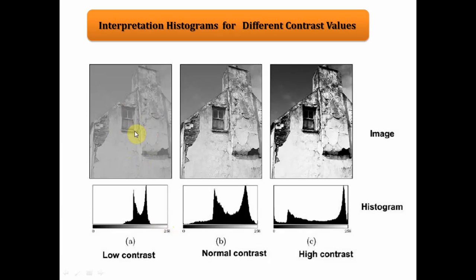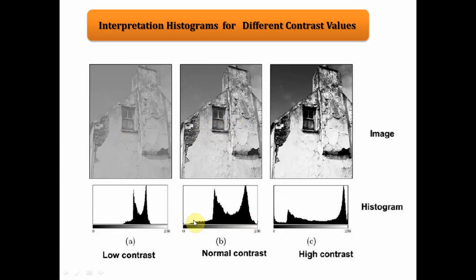In order to improve this image, I need to distribute all these pixel values over the range 0 to L minus 1, or 0 to 255. So with normal contrast, this image is better than the previous one, the first one, because it has some valuable information. Now it is not poor; the histogram is in a good manner. You can say it has been spread from level 0 to L minus 1.